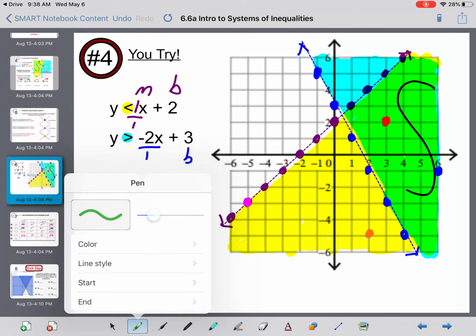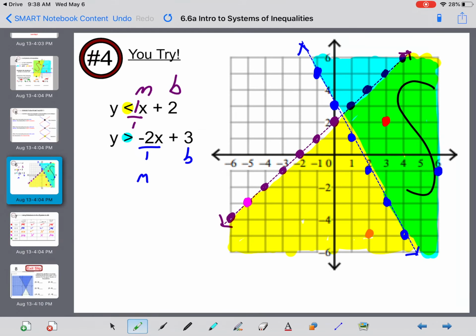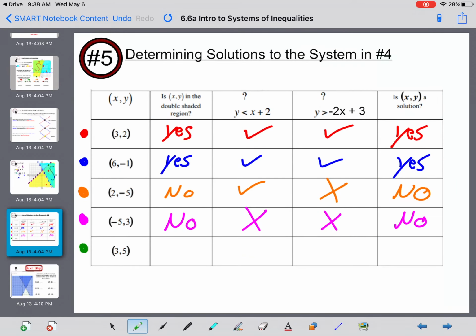And your last point is (3, 5) in green. So let's see, right 3, up 5. 1, 2, 3, 4, 5. And again, it falls on a dashed line. But that dashed line pertains to the purple equation. That green point is in the shaded region of the blue. So we're going to check this box, X that box, and put no.